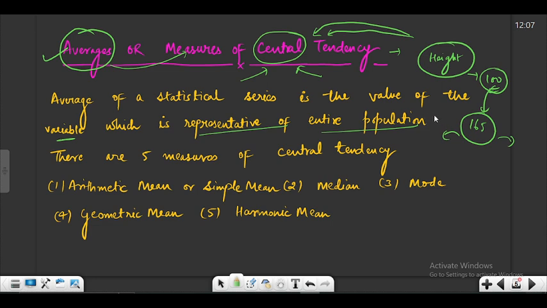Meaning, we can represent the entire population with a single term. This is what it means. So there are 5 measures of central tendency: arithmetic mean or simple mean, we have median, we have mode, we have geometric mean, and we have harmonic mean. So we'll discuss each of these one by one.